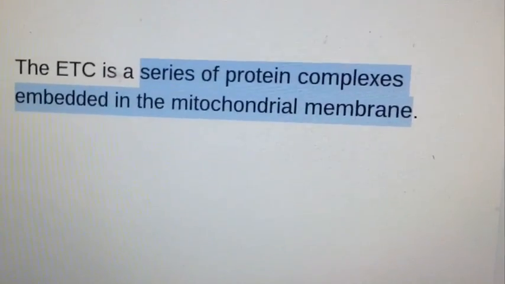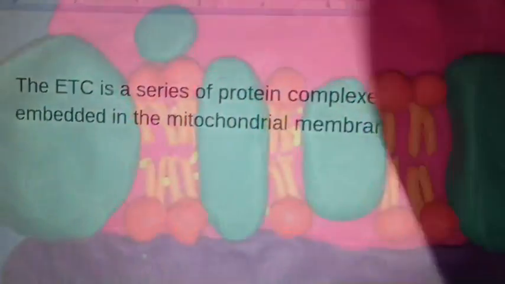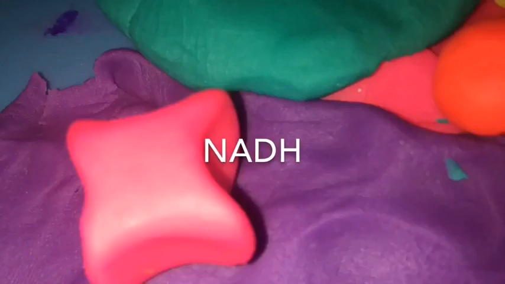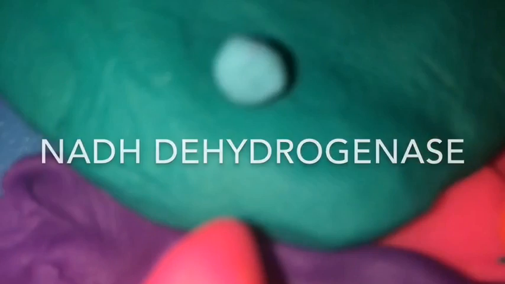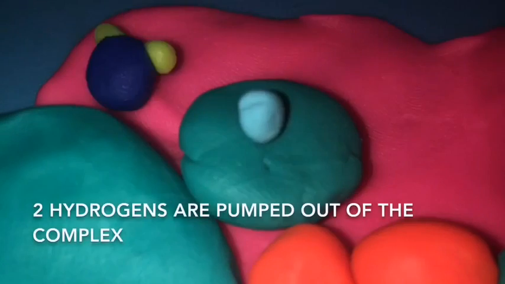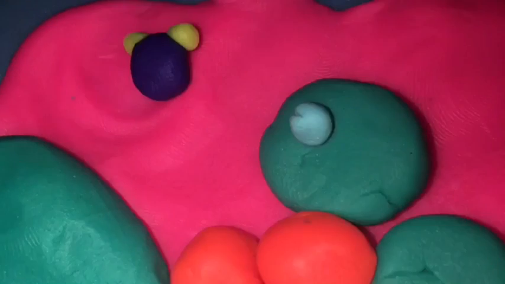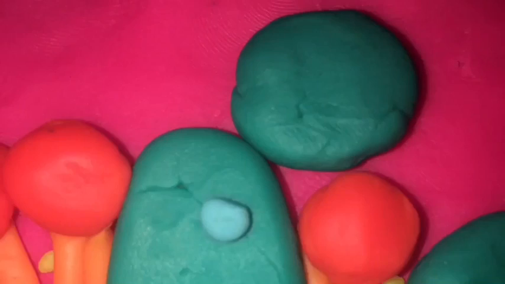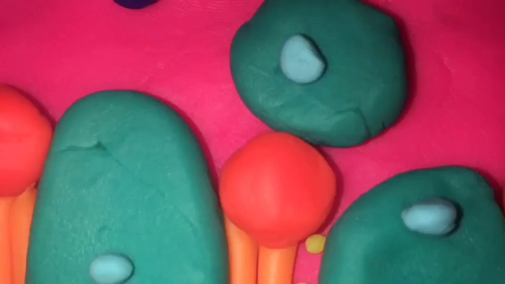The electron transport chain, or ETC, is a series of protein complexes embedded in the mitochondrial membrane. 2 electrons are passed from NADH to NADH dehydrogenase, a protein. The electrons are transferred by ubiquinone, a transport protein, to the cytochrome BC1 complex. Cytochrome C, another transport protein, moves the electrons individually. 1 hydrogen ion is pumped out as each electron is transported to the cytochrome oxidase complex.